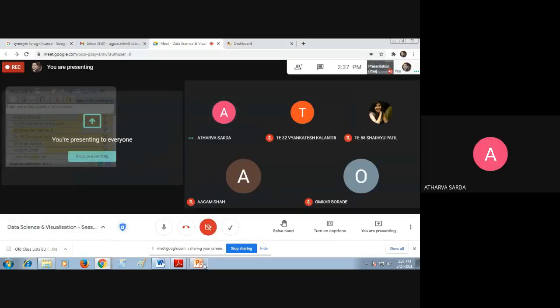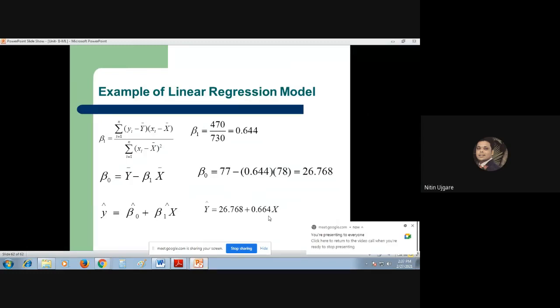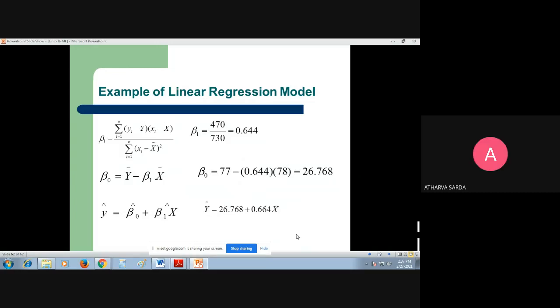90. So just put 90 in this equation and find out what is the predicted value by our linear regression model for the student whose score is 90 in 10th, and what is the predicted score in the 12th? Yes, tell me. It's 86.528. Very good. That's the right answer.